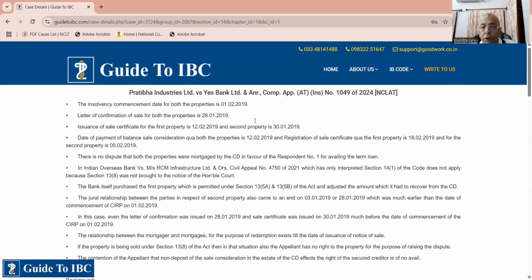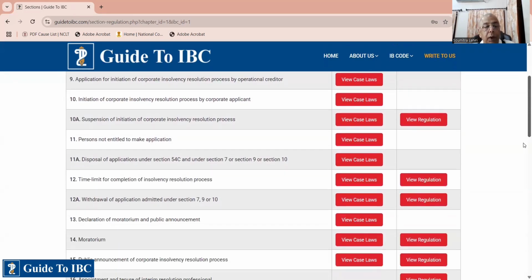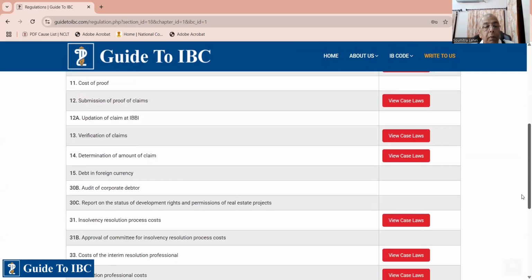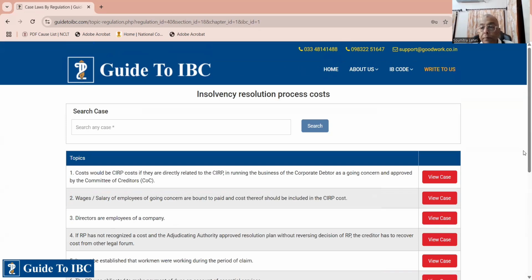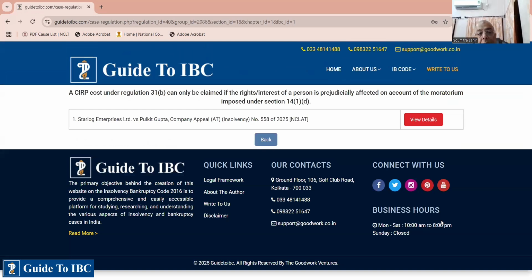Now, let us switch over to Regulation 31. The Regulation 31 is an important case. The topic says CIRP cost under Regulation 31B can only be claimed if the rights or interest of the person is prejudicially affected on account of moratorium imposed under Section 14.1.